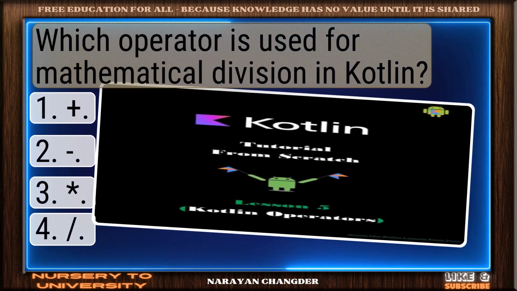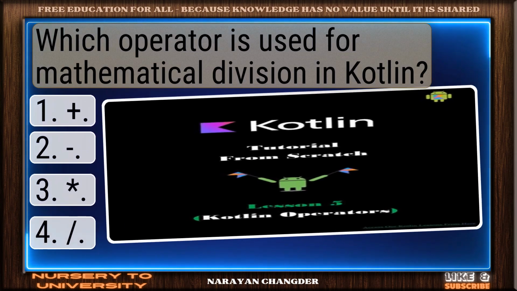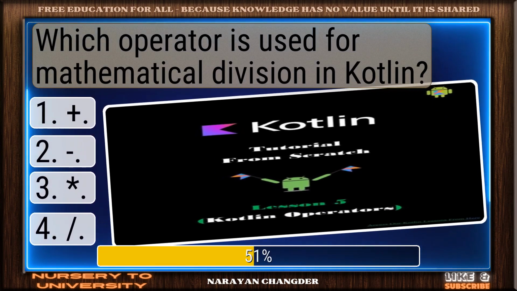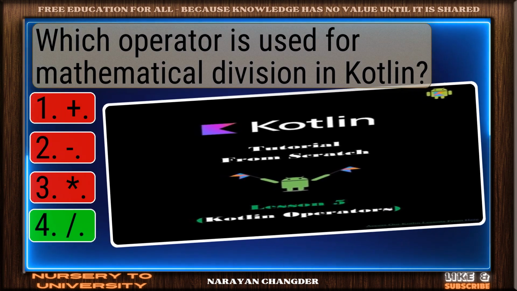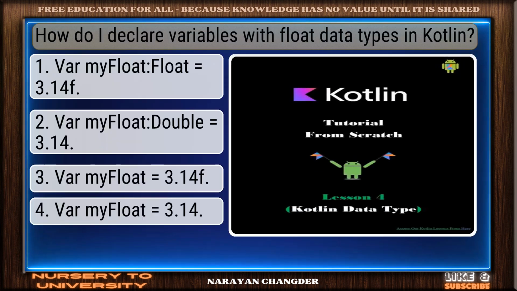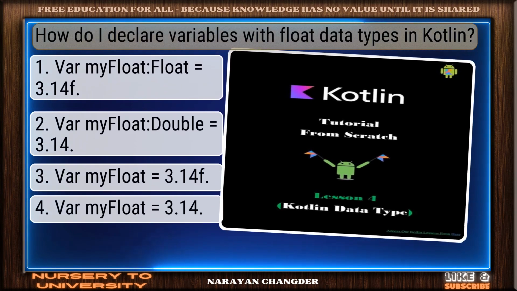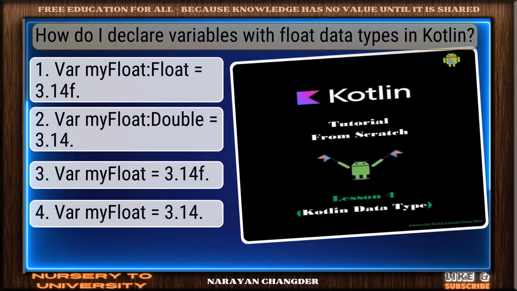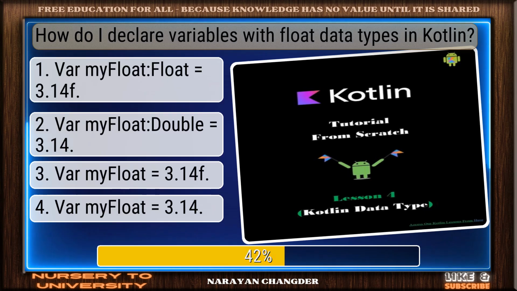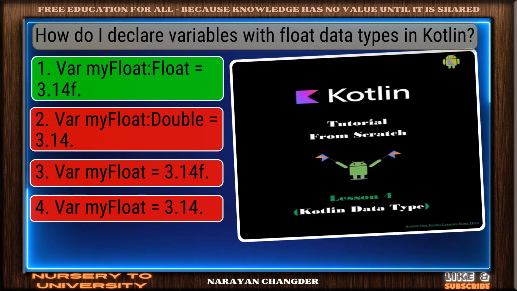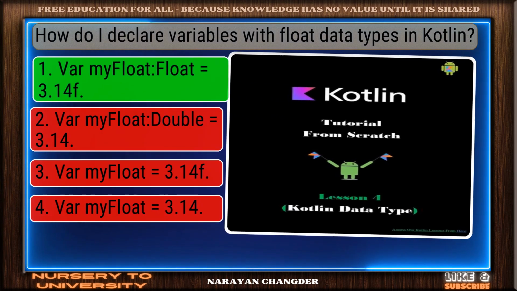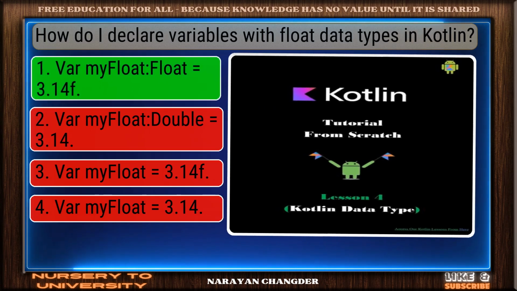Question number 14. Which operator is used for mathematical division in Kotlin? Great job is the accurate answer. Question number 15. How do I declare variables with float data types in Kotlin? Smart move. Var my float equal to 3f is an accurate answer.